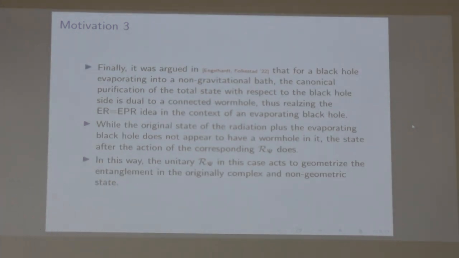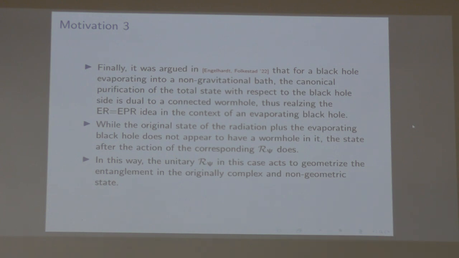All right, and finally, a third motivation comes from the fact that it was argued in this recent paper of Engelhardt and Folkestad that in the context of an old evaporating black hole, the canonical purification of the state with respect to the black hole side actually has a connected bulk geometry to it. In the original evaporating black hole, there's no wormhole in sight.